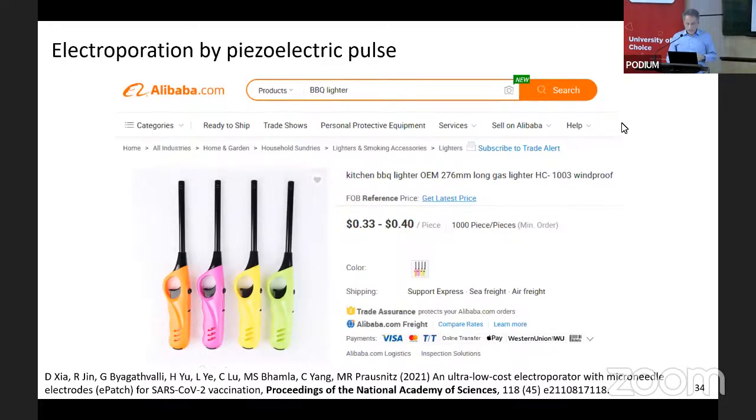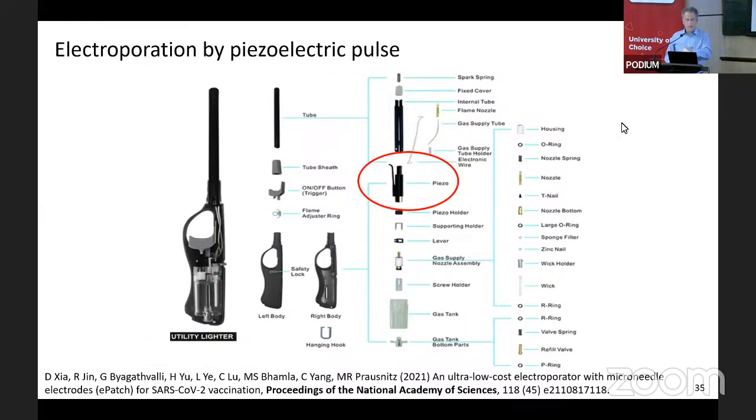So we went and looked into it, went onto Alibaba in China. They're making these lighters by the billions, and you can buy them. You can see here for 30 or 40 cents. And in fact, we don't need the whole lighter. We just need the little piezoelectric element, and that is almost free.